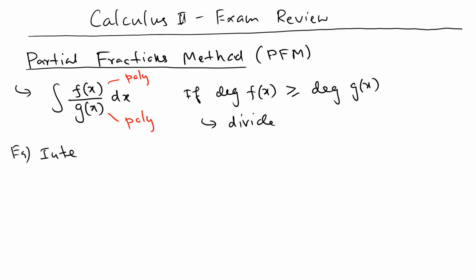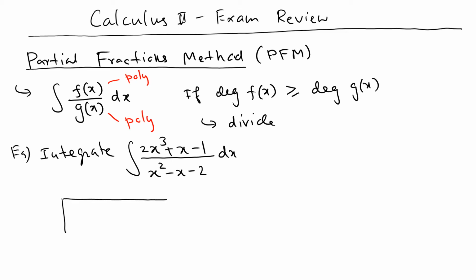So let's integrate this one. How about 2x cubed plus x minus 1 divided by x squared minus x minus 2, because that's easy to factor. You can see the degree of the numerator is 3 and the degree of the denominator is 2, so that means you have to divide. We're going to use long division, like we learned in algebra. We want to make sure that we include all the terms. So for x cubed, there's no x squared term, so you put a 0x squared. That's very important. Otherwise, it's going to give a wrong answer.